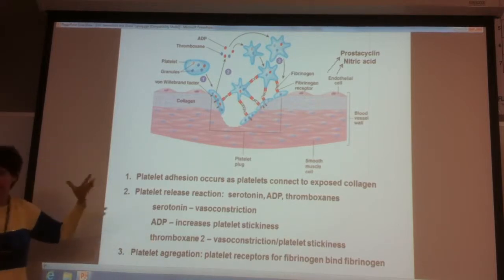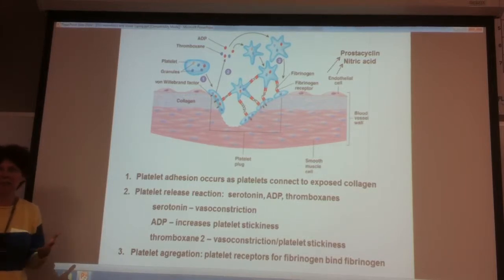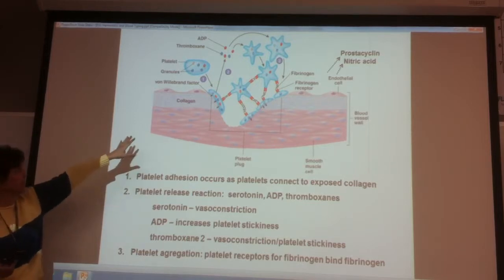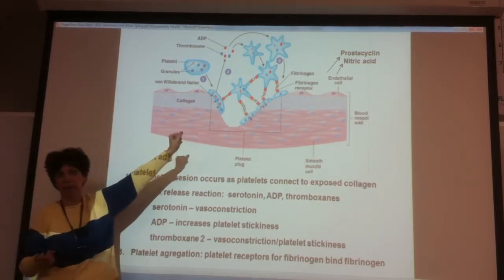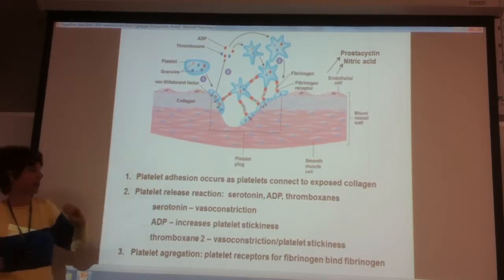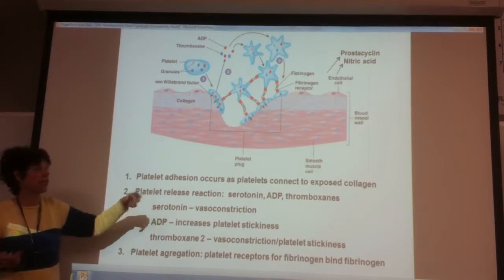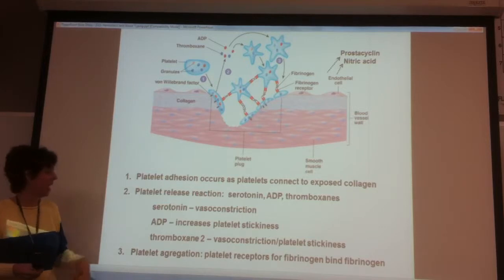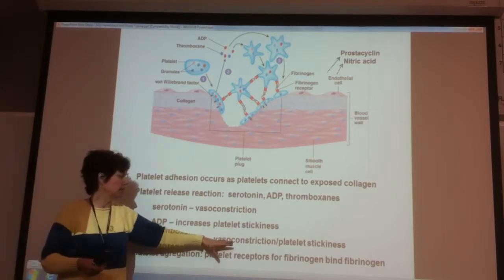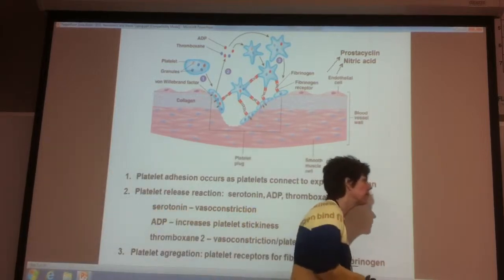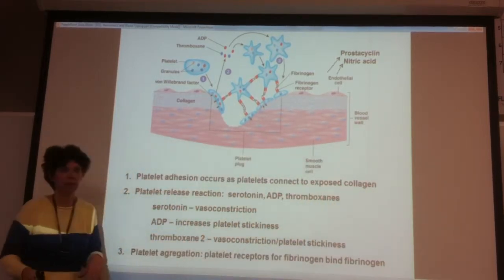So serotonin, the same molecule that we know as the elevated mood neurotransmitter, is also a vasoconstrictor. So when it's released here, it's going to cause these smooth muscles to constrict and enhance that vascular spasm that we started out with. ADP increases the platelet stickiness, so then they release more of these chemicals. And thromboxane, it should be thromboxane A2, does both.